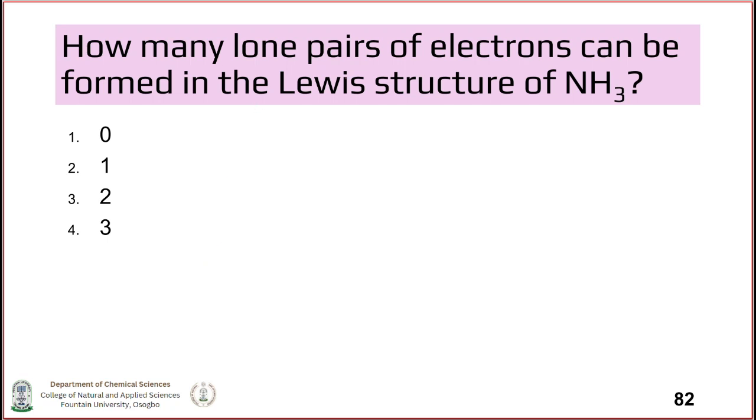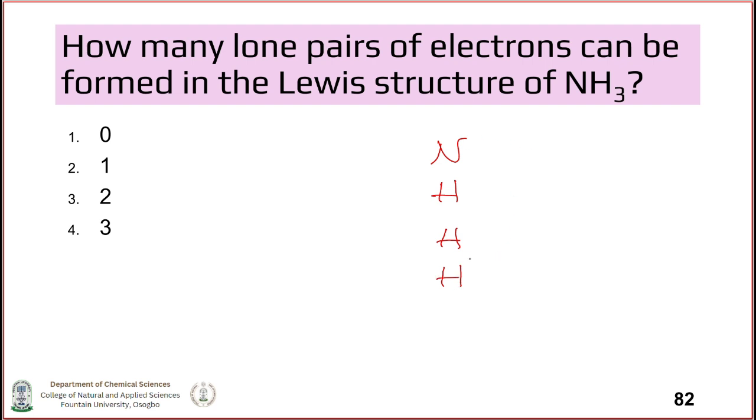And then they said, how many lone pairs of electrons can be formed in the Lewis structure of ammonia? How many lone pairs of electrons can be formed? Let's break this down. We have nitrogen, hydrogen, hydrogen, and hydrogen.